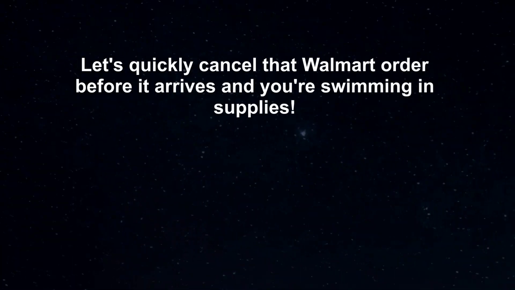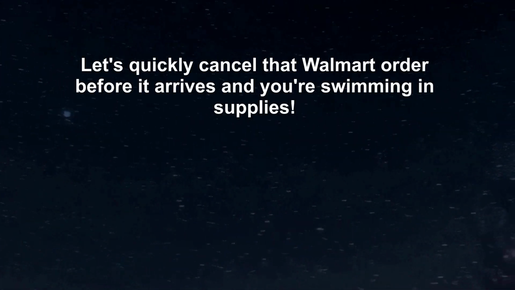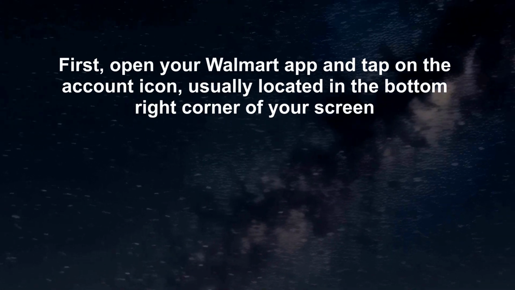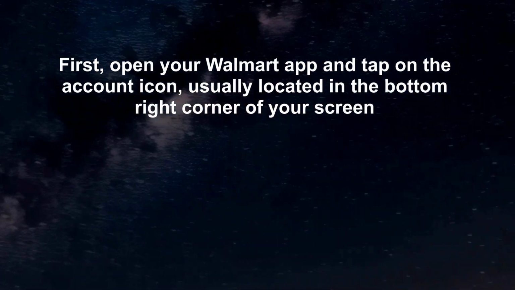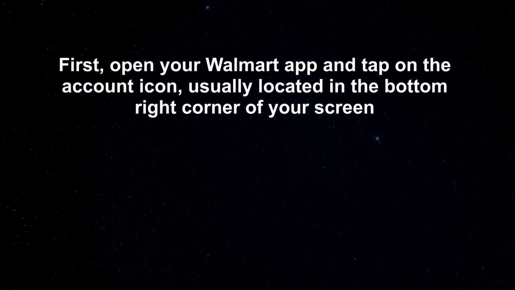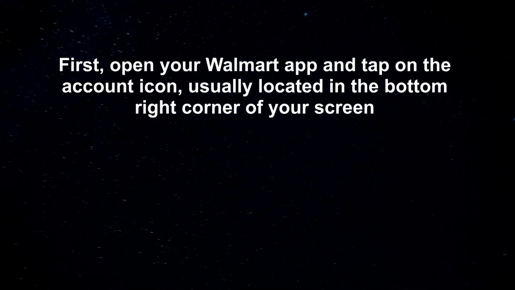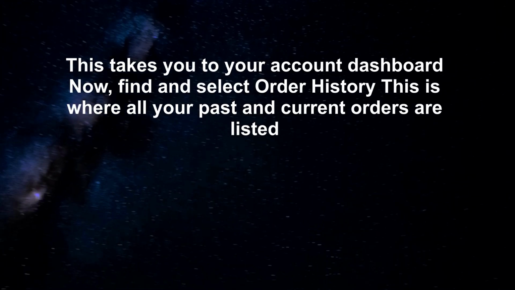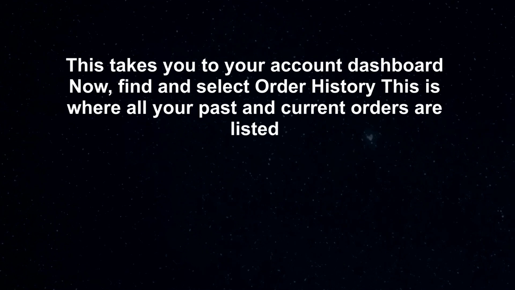Let's quickly cancel that Walmart order before it arrives and you're swimming in supplies. First, open your Walmart app and tap on the account icon, usually located in the bottom right corner of your screen. This takes you to your account dashboard. Now, find and select order history.